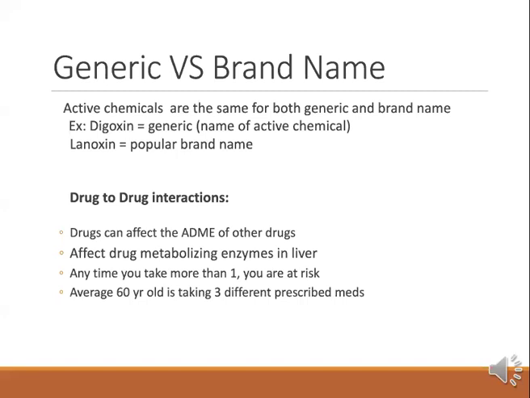So drugs can affect the absorption, distribution, metabolism, and excretion of other drugs. It can affect the drug metabolizing enzymes in the liver. Anytime you take more than one drug, the person is at risk for drug-to-drug interactions. The average 60-year-old is taking about 3 different prescribed medicines.